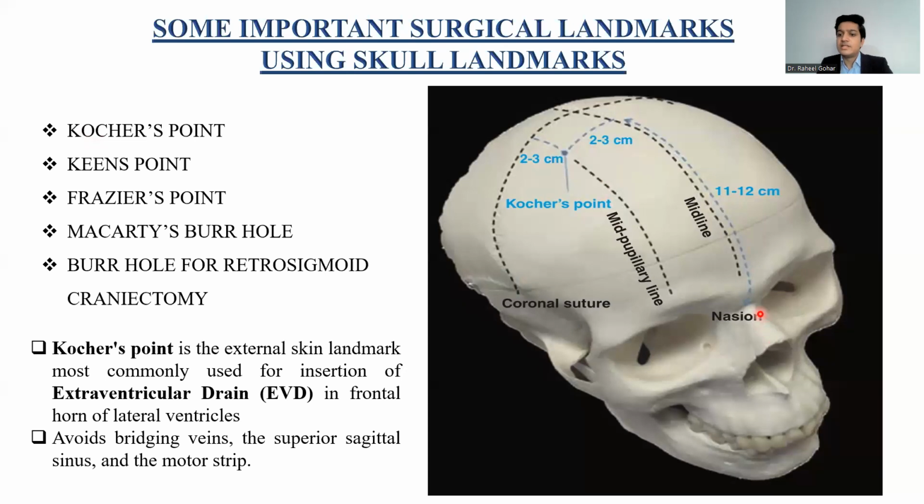So this is the nasion we have already discussed, and in the midline we are going to follow this line posteriorly from the nasion, 11 to 12 centimeters behind the nasion, and 2 to 3 centimeters lateral to the midline.